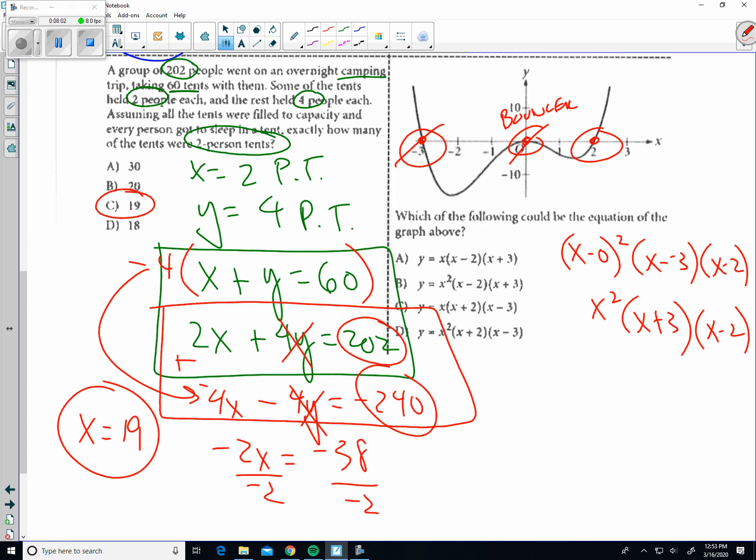So we could say that our function that represents the curve that has been graphed could have an equation that resembles x squared times x plus 3 times x minus 2, which of course would be answer B there.